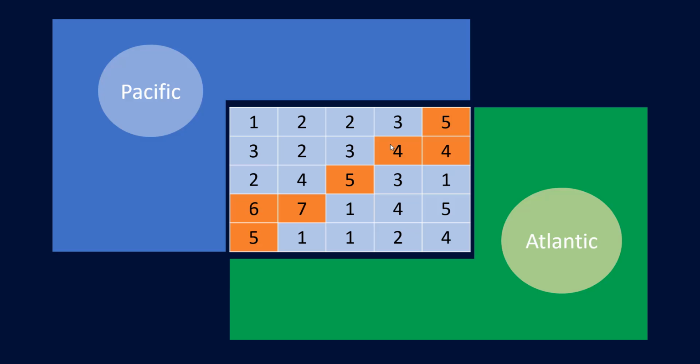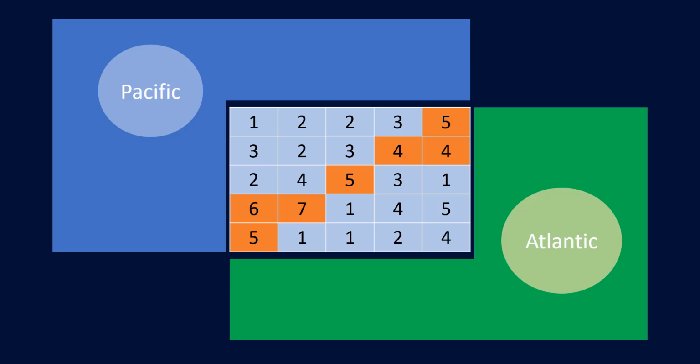BFS would be by using a queue, and that would be an iterative approach, and DFS would be a recursive approach. The brute force approach over here would be that for each cell or for each coordinate, I need to apply DFS or BFS and find whether the water from here can reach both Pacific and Atlantic. If that can happen, I can mark that or add that in my result list.